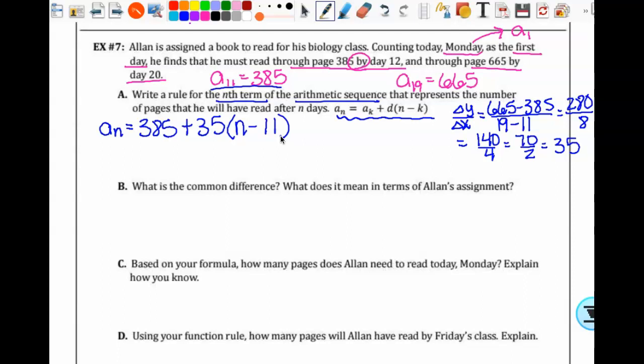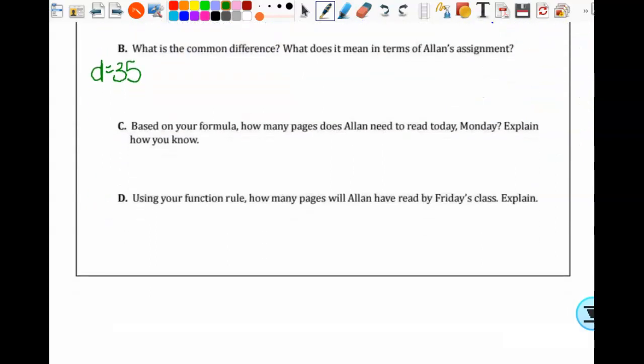All right, so then it does ask us, what is the common difference? Well, we had to find that, right? So common difference is 35. Then it says, what does it mean in terms of Alan's assignment? It reads 35 pages a day. Okay, so then we can say something like, Alan must read 35 pages a day.